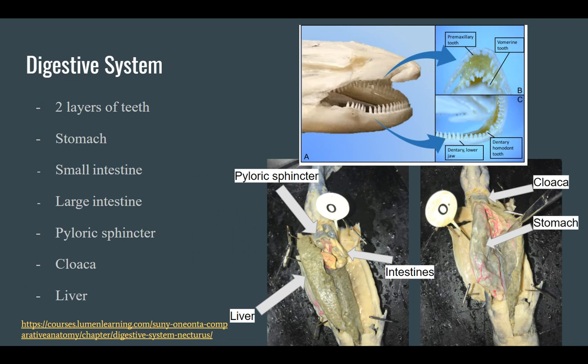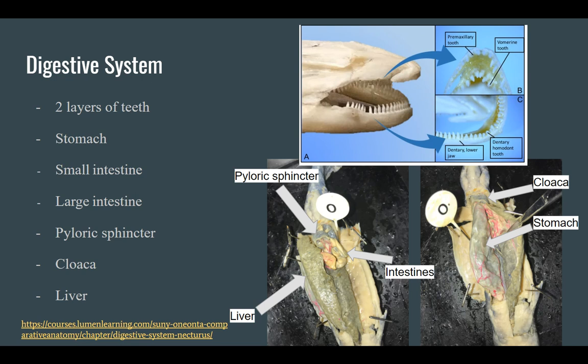So the role of the digestive system is to break down food to be absorbed and use this energy. So they first eat their prey with 2 layers of teeth to chew, which you can see in the top diagram. And then they have a stomach, which is here, which mixes and breaks down food. And then the stomach is attached to the small intestine, which absorbs nutrients from the food. That is mainly right here.